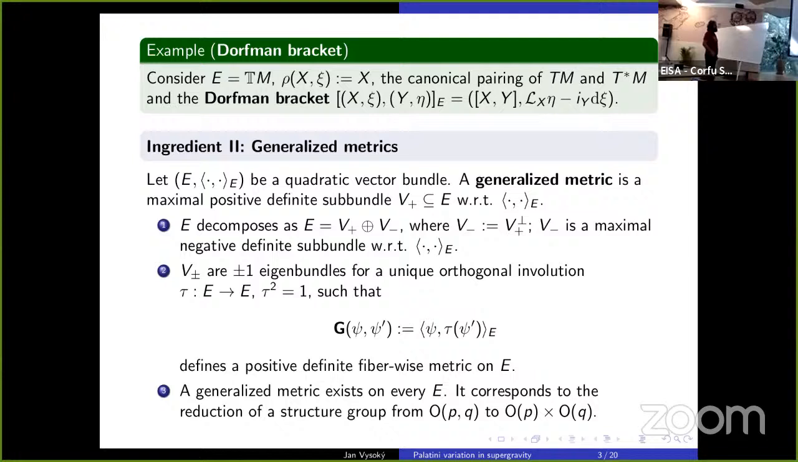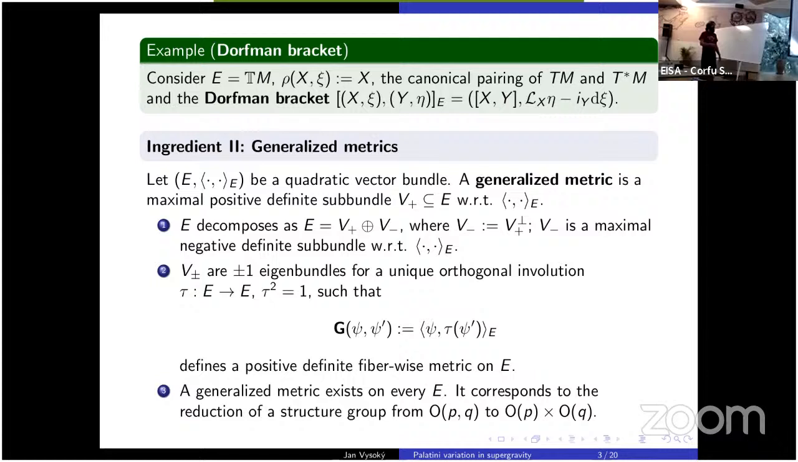So what is generalized metric in general? I have a vector bundle with a fiberized metric, which is sometimes called quadratic vector bundle. And generalized metric is just a maximal positive definite subbundle of this vector bundle with respect to this fiberized metric. So it sounds a little bit strange why one would call this generalized metric.